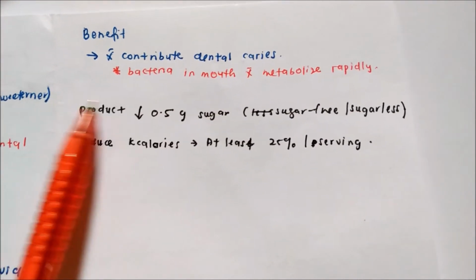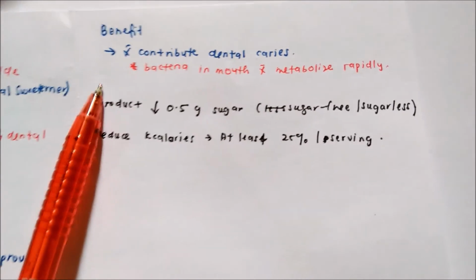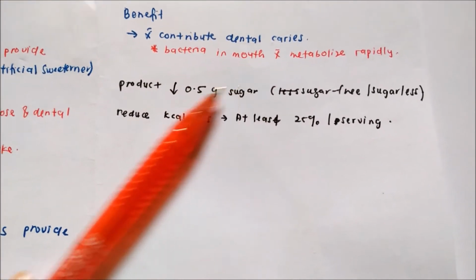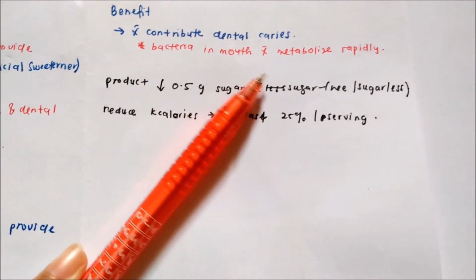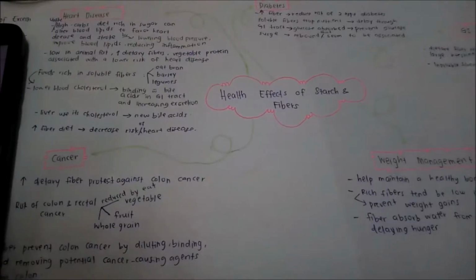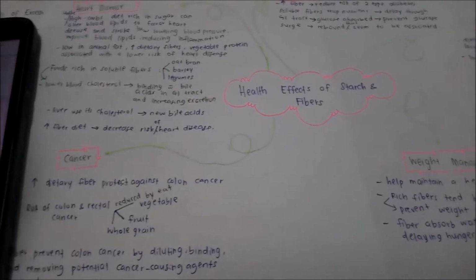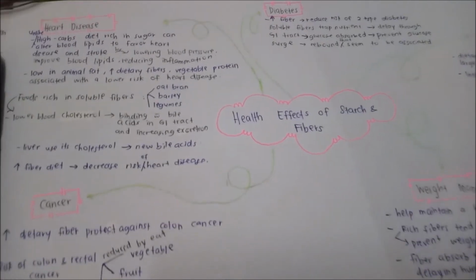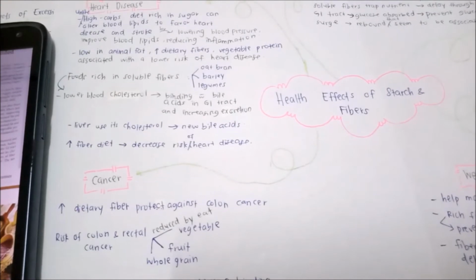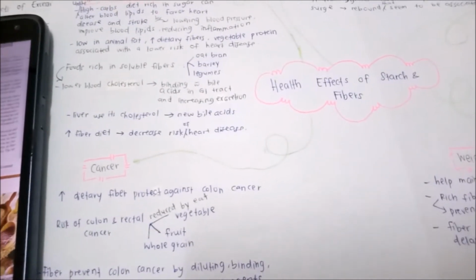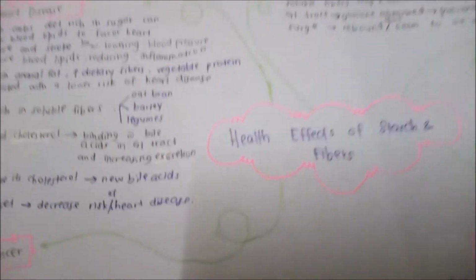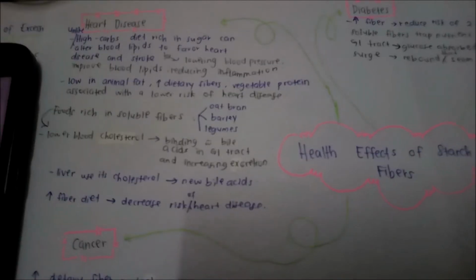Benefits using this alternative sweetener is dia takkan contribute a dental caries sebab bakteria dalam mulut dia tak metabolism rapidly. Saya akan sambung bahagian health effect of starch and fiber. Pertama sekali ialah heart disease. Unlike high carbs diet rich in sugar can alter blood lipid to favor heart disease and stroke, diet rich in fiber can help by merendahkan blood pressure, improve blood lipid and reducing inflammation.